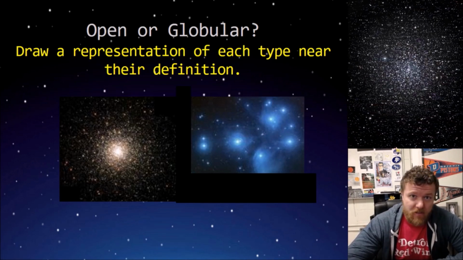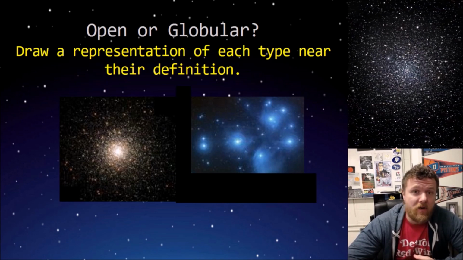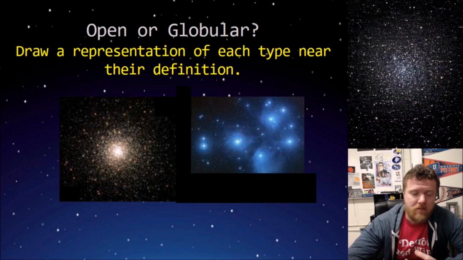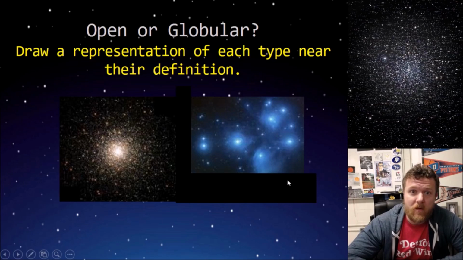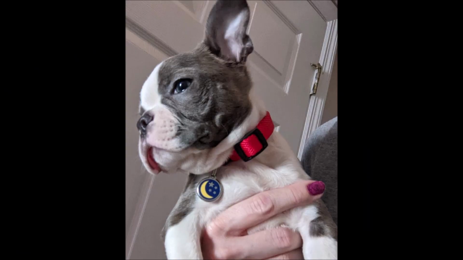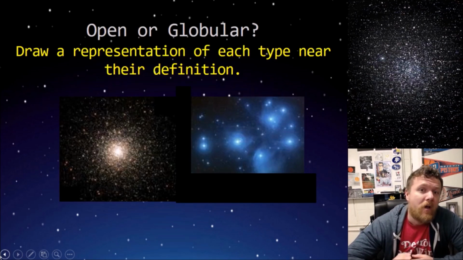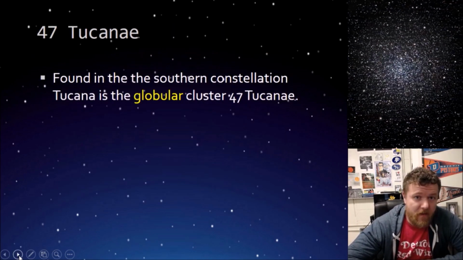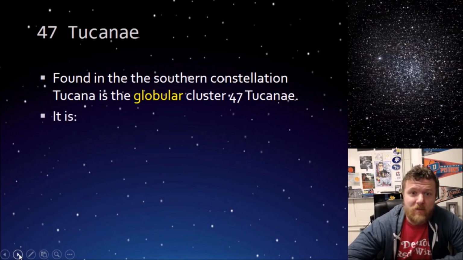Remember, a globular cluster is very old and contains up to millions and millions of stars. An open cluster is usually very young and contains a couple dozen to a couple hundred stars, which means this is a globular cluster and this one is an open cluster. Go ahead and take a second to draw a little picture representation of each type next to the definition that you just wrote down.